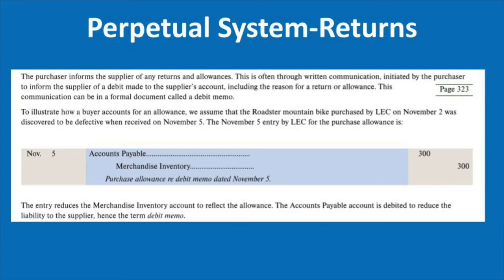And we're also going to reduce the amount of our inventory by $300. So a reduction in inventory would be a credit for $300. So this entry effectively allows us to reduce our merchandise inventory and reduce our accounts payable.